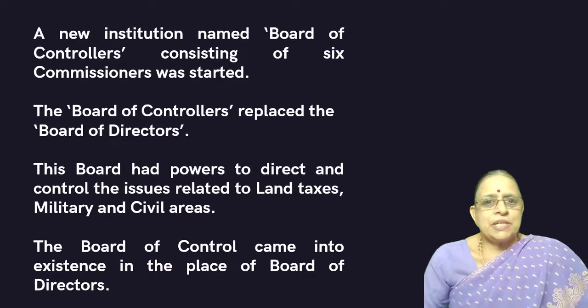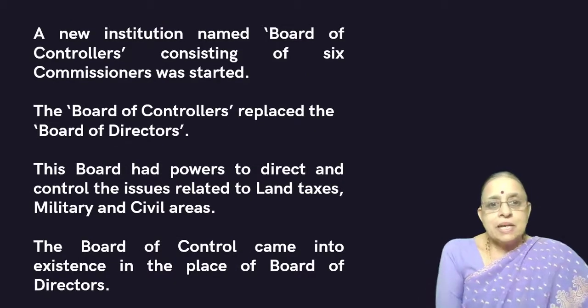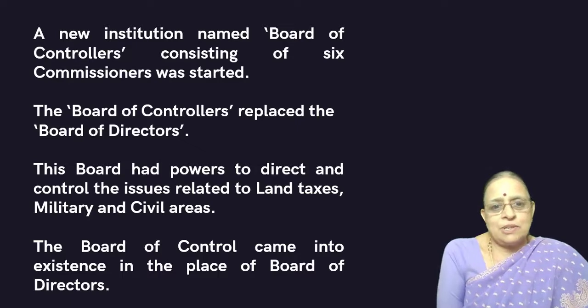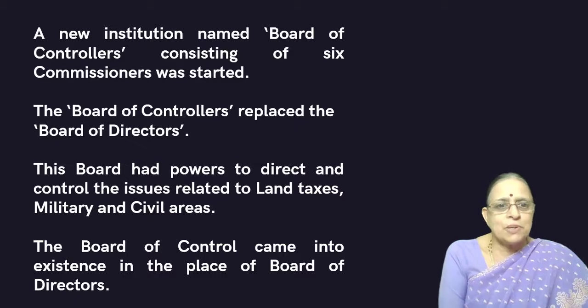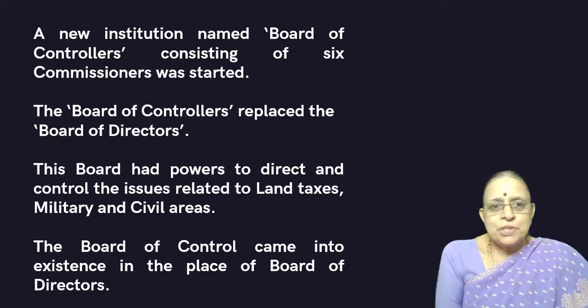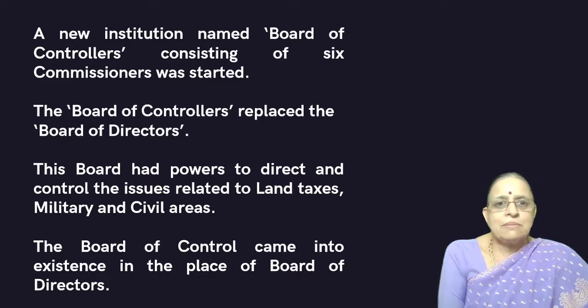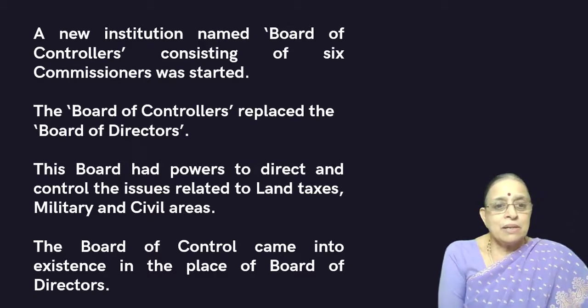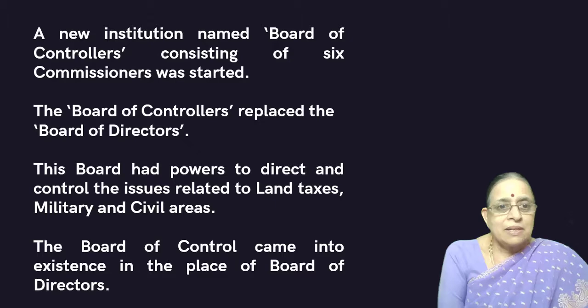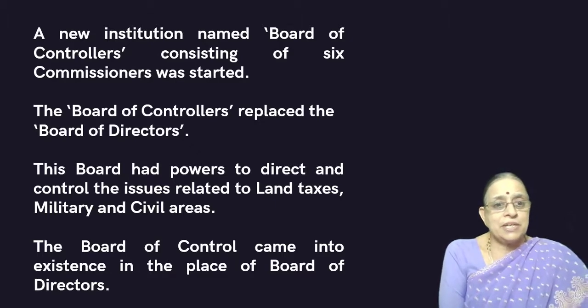A new institution named Board of Controllers consisting of 6 commissioners was started. A very easy method to remember this point is Board of Control, 6 commissioners. See, a new institution, a new organization was started. It was called the Board of Controllers. It consisted of 6 commissioners. The Board of Controllers replaced the Board of Directors. So we studied that there was a Board of Directors. Now there is a Board of Controllers to have more control over the East India Company.